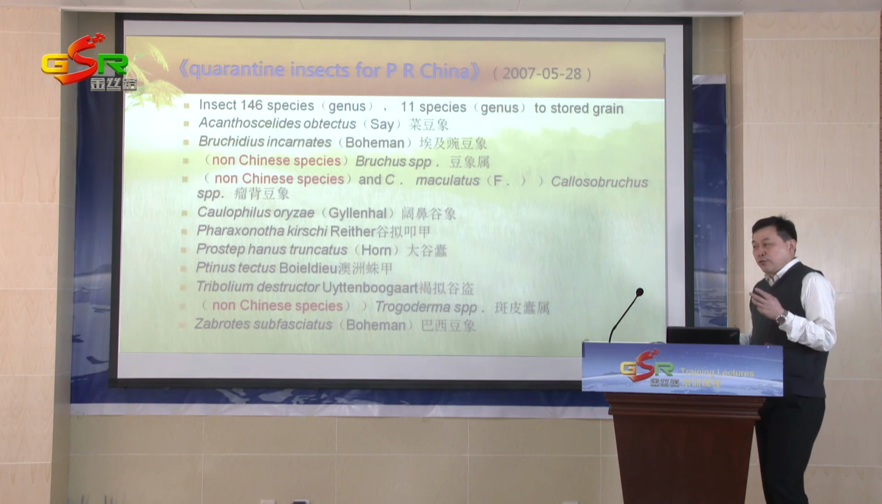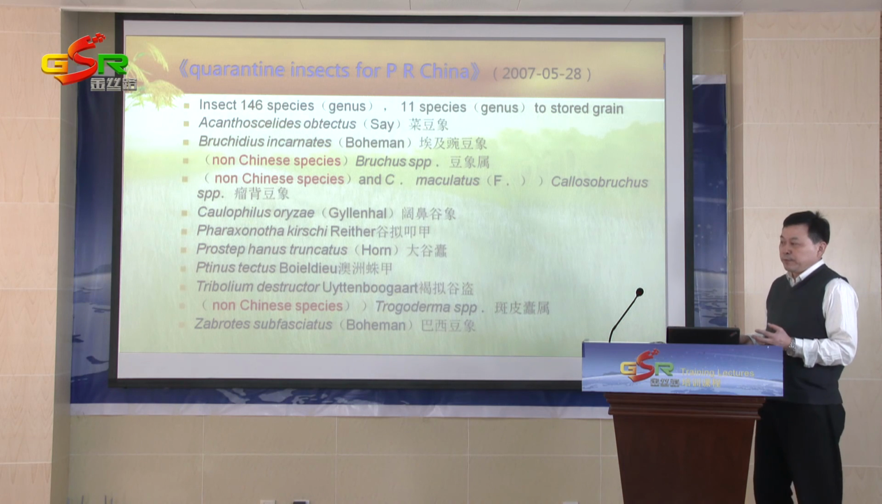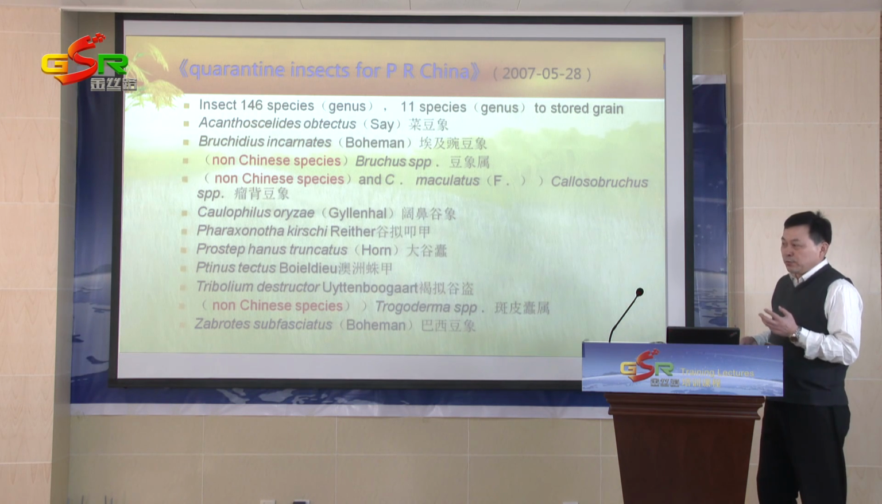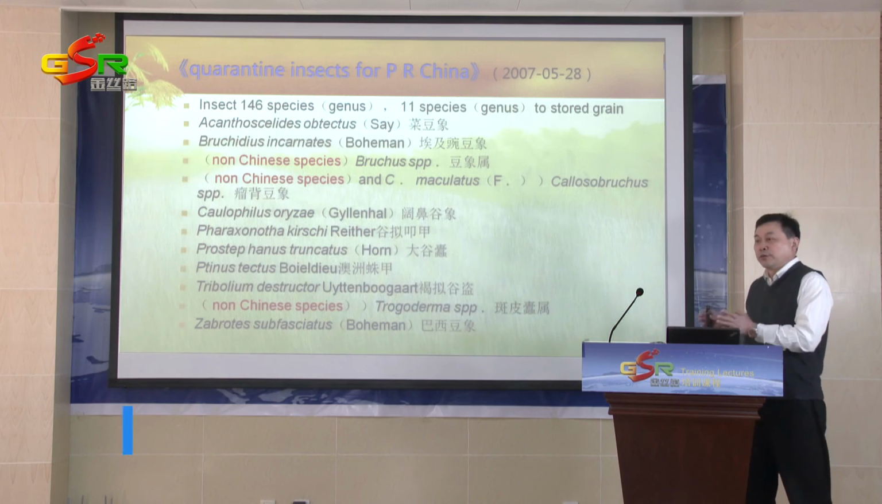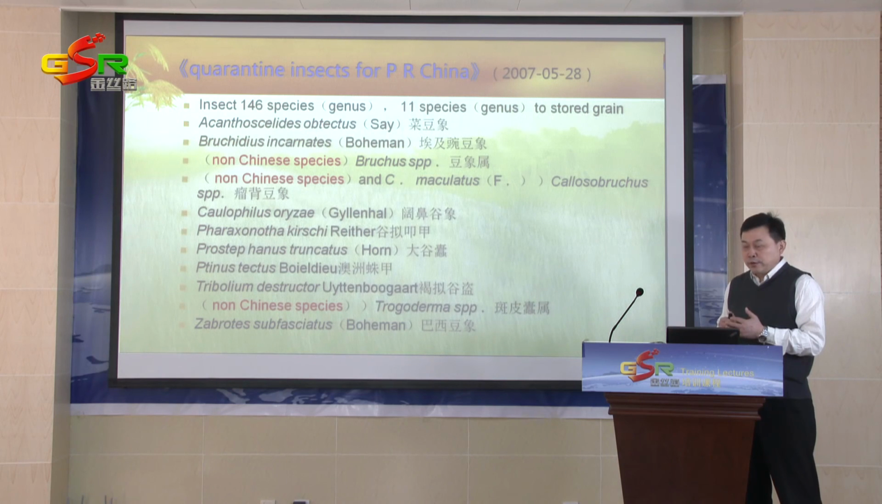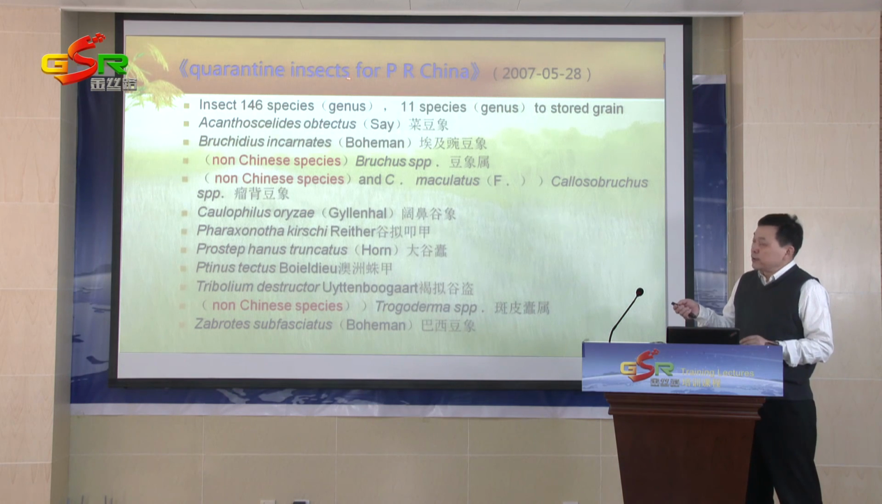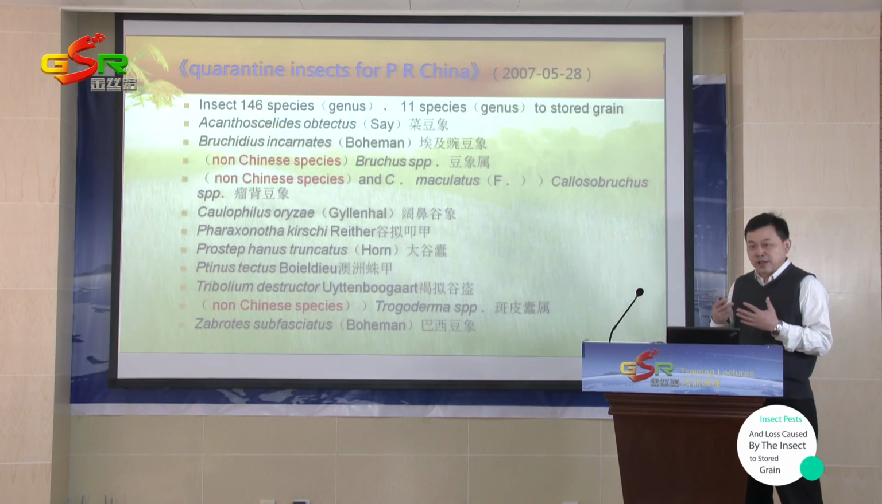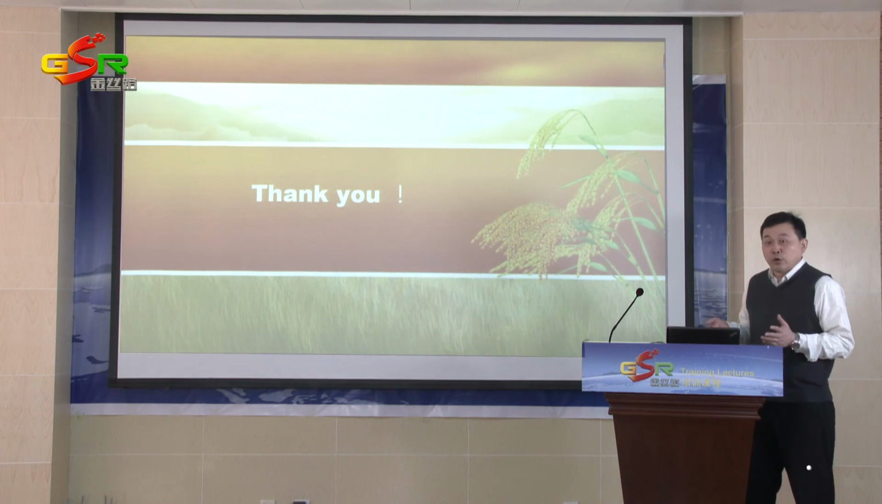So, if we study the algorithm for safety, we can control the mold. We can prevent rodents and birds from infesting, but it is difficult to have no insects at all in the storage grain. If the grain is infested by some quarantine insect for China, it is dangerous grain. Okay, this is all. Thank you very much.